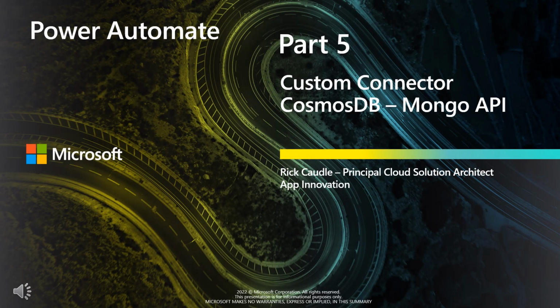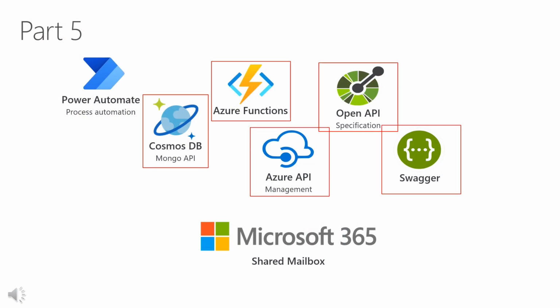In part 5, we're going to create the custom connector using the Azure function that we created in part 2. We will be focusing on the areas highlighted in red to create the custom connector for our Mongo API that we're exposing through an Azure function.